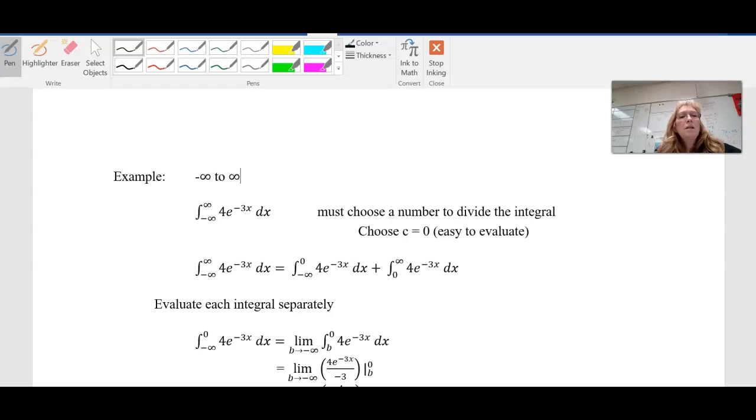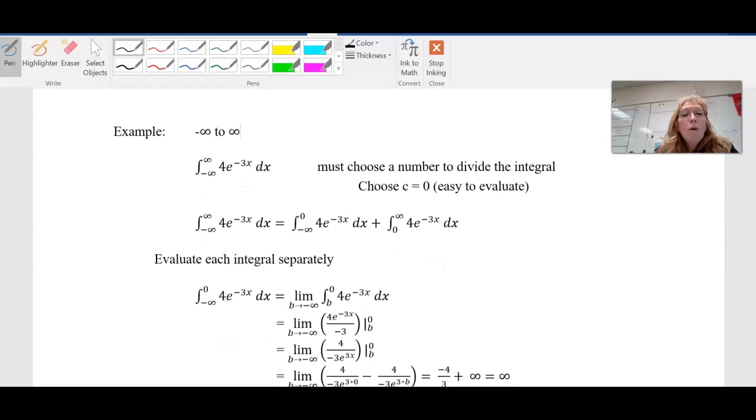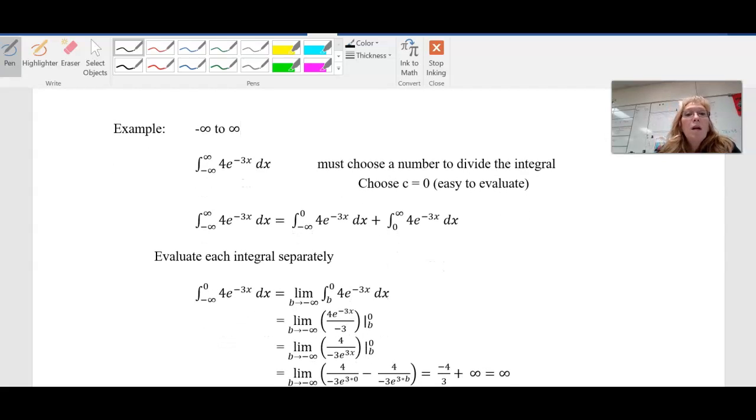Okay, now let's look at negative infinity to positive infinity. This one's a little different. You have to break it up. I almost always use 0 just because it's easy to calculate, but you can choose any number you want. It does not have to be 0. So we're going to go from negative infinity to 0, then from 0 to infinity. Whatever number you choose has to be here and here.